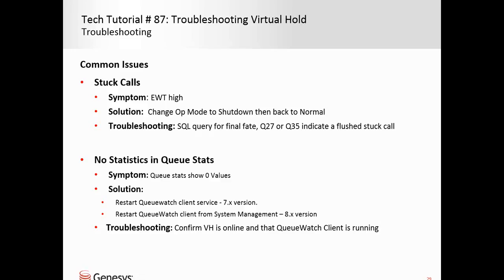First example here is dealing with stuck calls. The normal symptom of a stuck call is an elevated EWT. To resolve stuck calls, you would simply log into Launchpad and select Other Configuration in IQ. In IQ, select Settings, check the operational mode box, and change the value from normal to shutdown. Once it goes into shutdown mode, you would change it back to normal. This should clear out the stuck call.